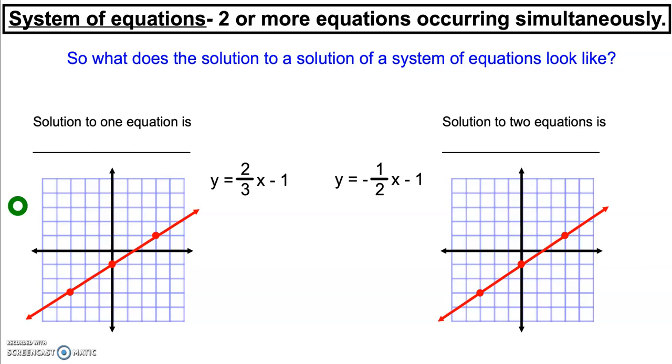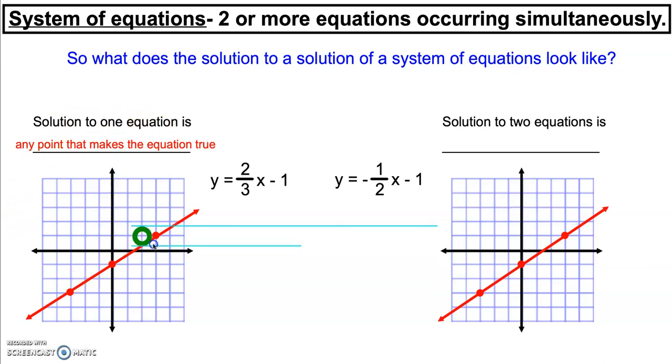A system of equations is really just two or more equations that are occurring simultaneously. So no matter what, we just have in the same situation more than one equation. So what does a solution to this kind of thing look like? Let's remind ourselves what a solution to one equation looks like. A solution to one equation is any point that makes the equation true. So for example, this point, or this point, or this point.